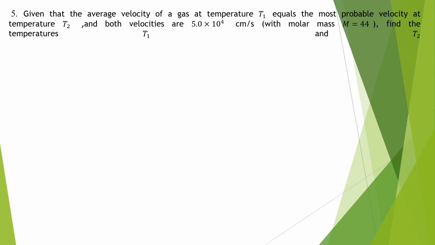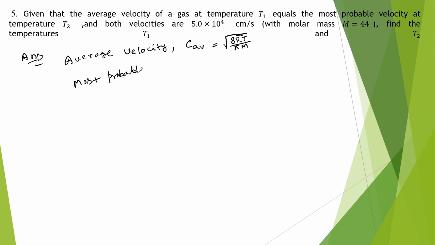So, we know the expression for average velocity. Average velocity, if we call it C average, is root over 8RT by pi m, and the expression for most probable velocity, if we call it CMP, is root over 2RT by m. M is the molar mass of the molecule.